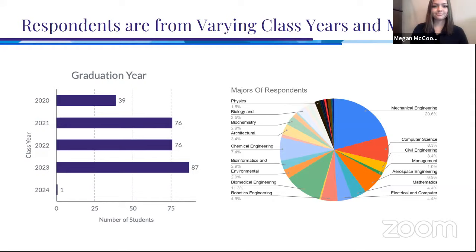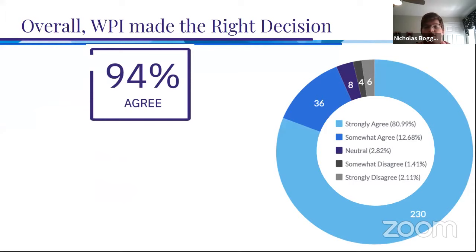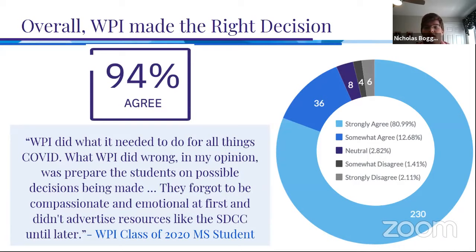At the beginning of the presentation, we showed word clouds of adjectives describing how students felt about the decision. We could see the change in how students felt about the situation after time, but to really get a concrete answer from students, we asked them plainly how they felt about the decision WPI had made. 94% of the students agreed that this was the right decision to make, and that really painted the picture for the rest of our responses if we got to the other questions.